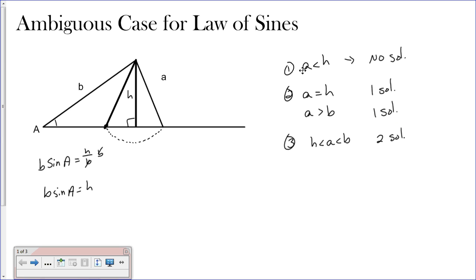If A is less than H, no solution because it'll just hang up there and swing. It'll never hit the bottom. If A equals H, you have one triangle and it's actually a right triangle. If A is greater than B, you only have one triangle as well. But if A is between H and B, you will have two triangles as in our last example. So this has been your ambiguous case.